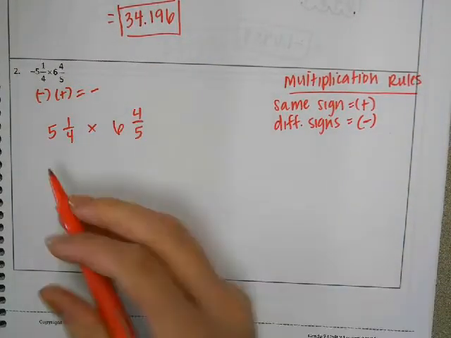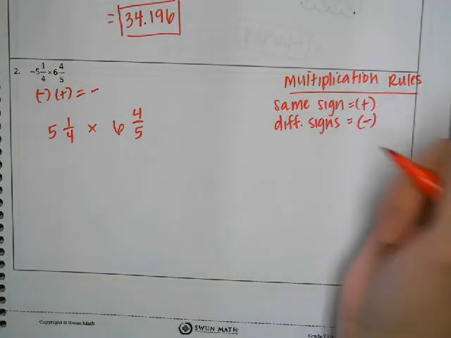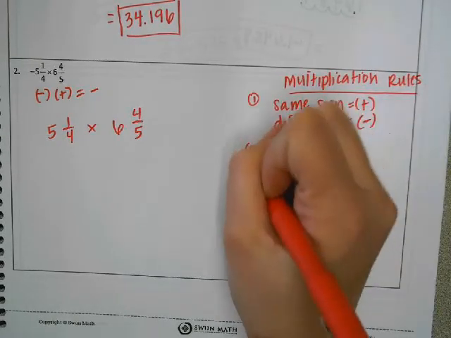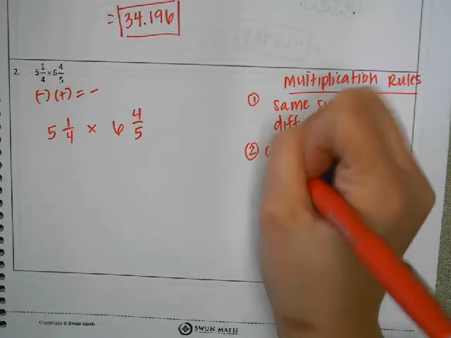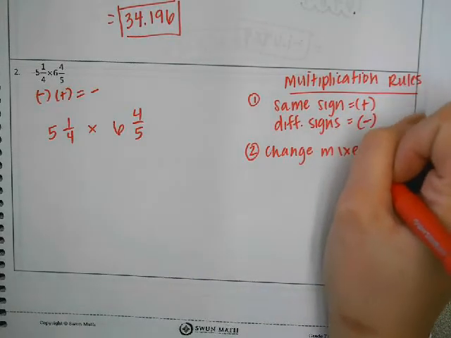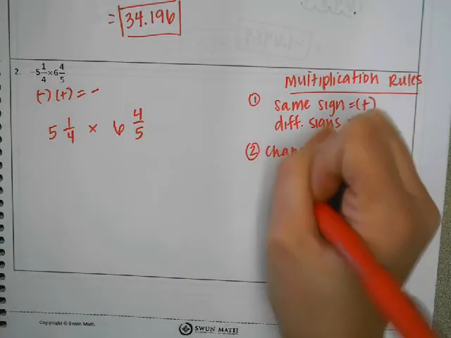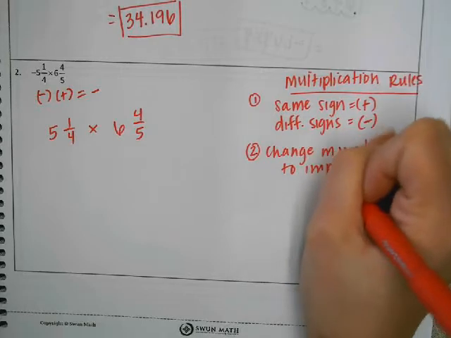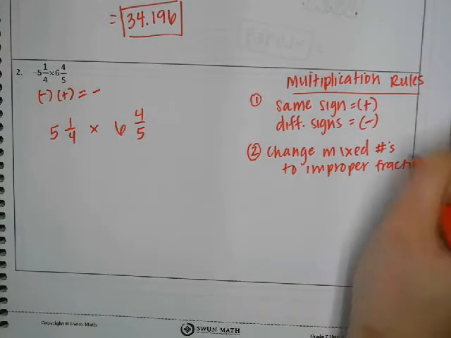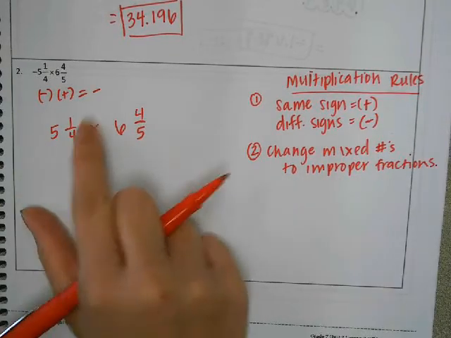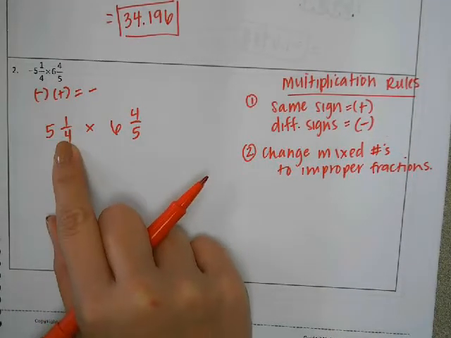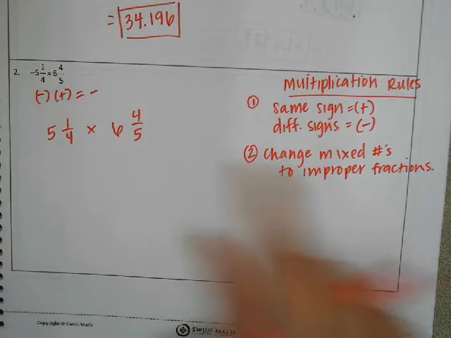Now from here, the next thing that I need to do, so this is going to be step 1, is take care of your signs. Step 2 is going to be change mixed numbers to improper fractions. Okay, right here I have a mixed number. I have 5 1/4, so I have a whole number and a fraction. That's a mixed number. I need to change this to an improper fraction.